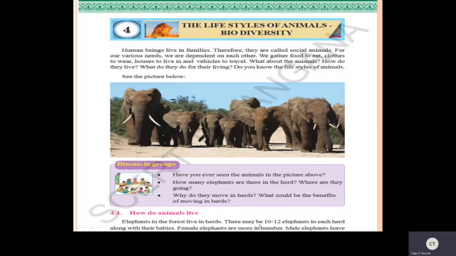There may be 10 to 12 elephants in each herd along with their babies. Can you see this picture? You can see some 10 to 12 elephants moving in a herd. In this herd, female elephants are more in number. Not only in this group, in any herd, female elephants are more in number. And male elephants leave the herds at the age of 15.